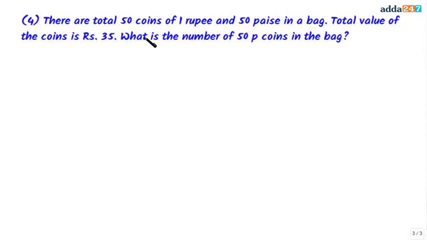So let's take question number 4. There are a total of 50 coins of 1 rupee and 50 paise in a bag. So in a bag we have total of 50 coins, out of which some are of 1 rupee denomination and others are of 50 paise denomination. Total value of the coins in the bag is rupees 35. What we have to find here is, what is the number of 50 paise coins in the bag?